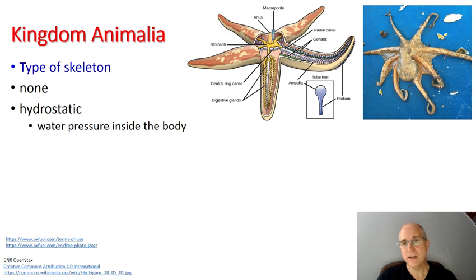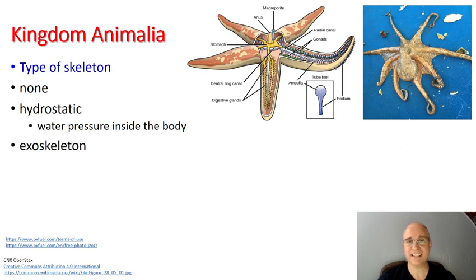And imagine pumping up a balloon or a tube, and the more water that you put in there, the more rigid it's going to be. That's certainly the case with the sea stars. They have what we call a water vascular system, and by filling it full of water, it's going to provide support for the sea stars.